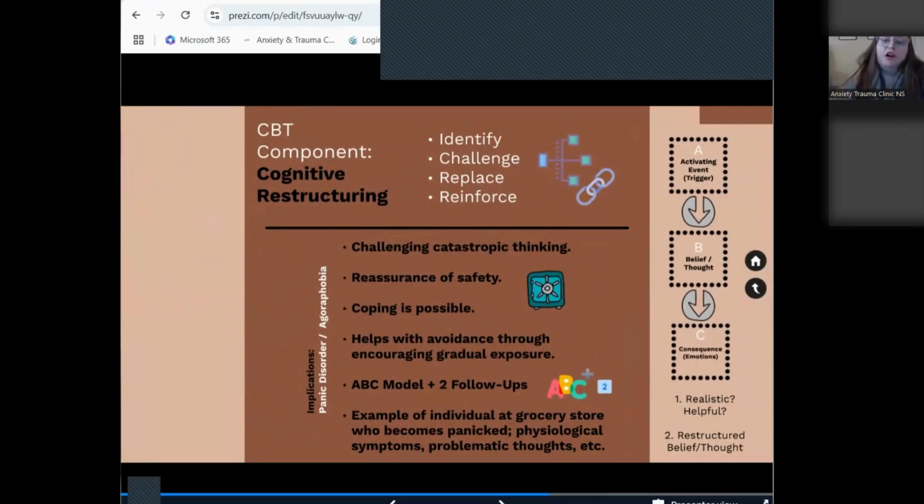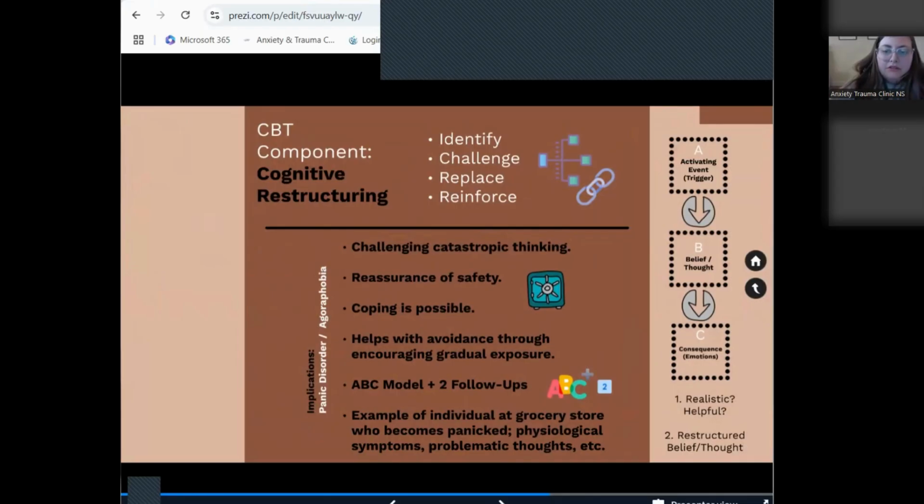So cognitive restructuring is a therapeutic technique that's used to identify and challenge distorted or irrational thoughts and beliefs, and then replaces them with something more realistic and balanced in terms of thinking. And it's often employed in CBT. And so CBT, as we know, is a highly effective treatment for various mental health conditions like PD and agoraphobia.